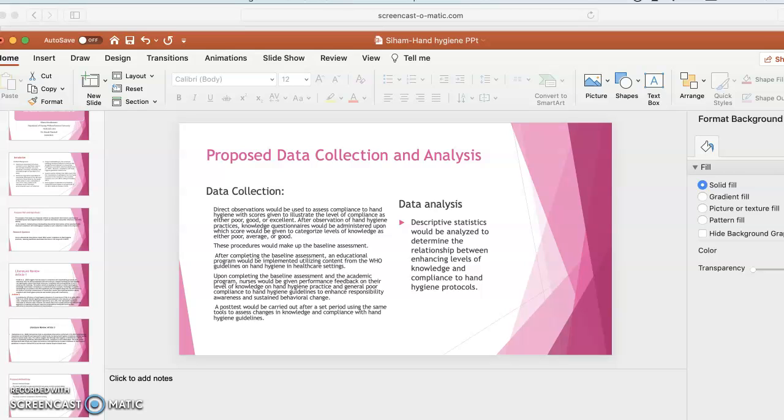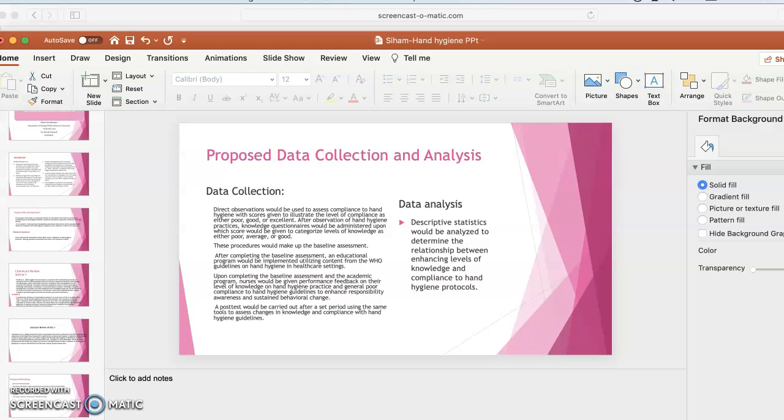Data collection. Direct observation would be used to assess compliance to hand hygiene, with a score given to illustrate the level of compliance as either poor, good, or excellent. After observation of hand hygiene practices, a knowledge questionnaire will be administered, upon which a score would be given to categorize level of knowledge as either poor, average, or good. This procedure will make up the baseline assessment.